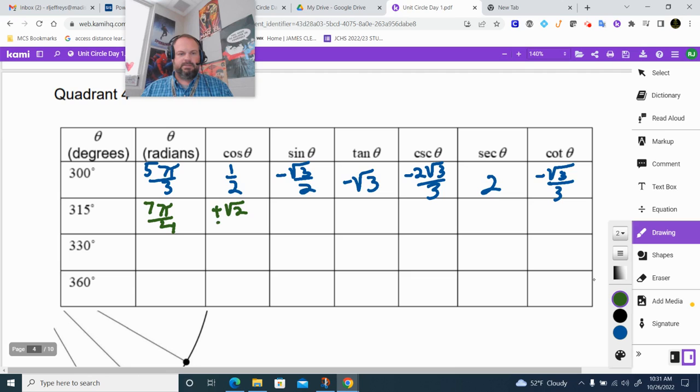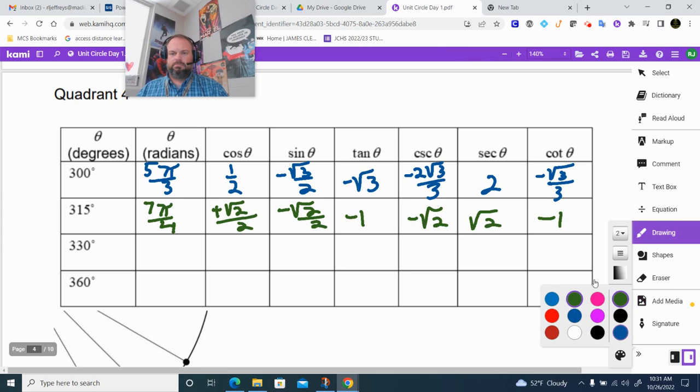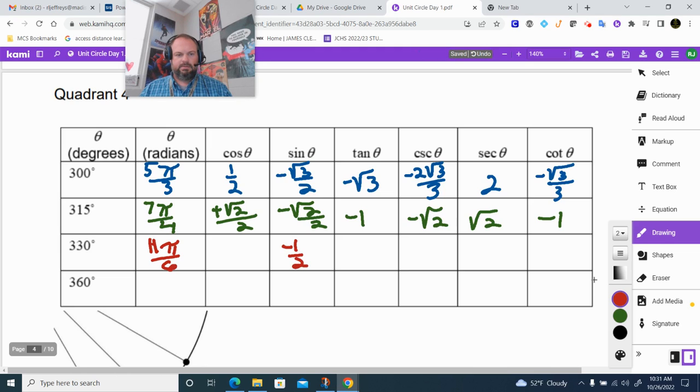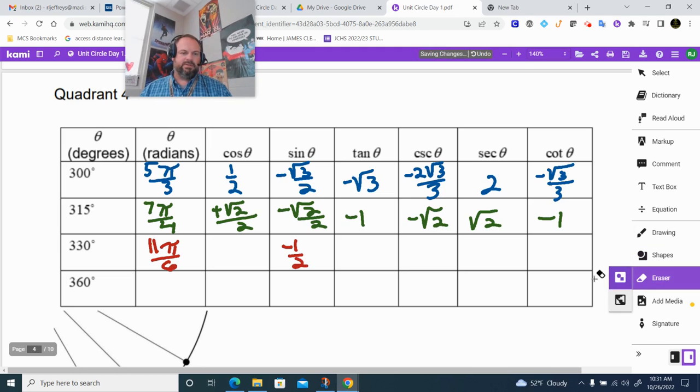Nope. This is positive root 2 over 2. This is negative root 2 over 2. It's negative 1, negative root 2, root 2, negative 1. 11 pi over 6. Yeah, negative, or I'm sorry, 11 pi over 6. There's a couple of different dots right there, and I was trying to cover them up. There we go.